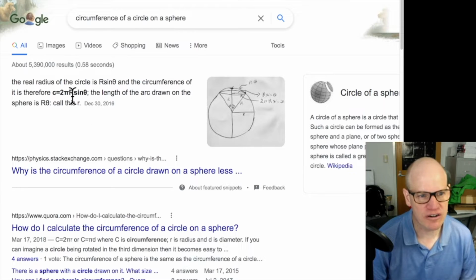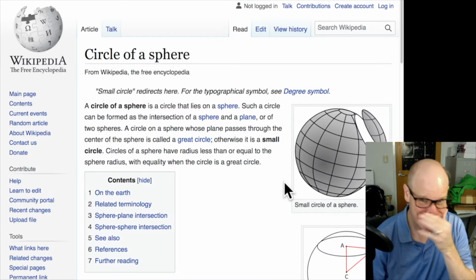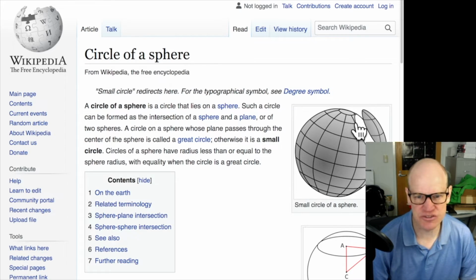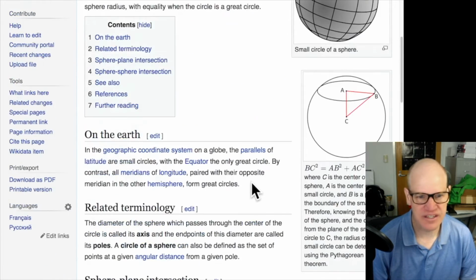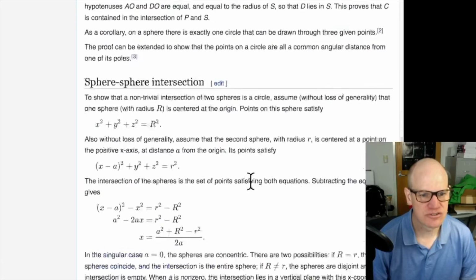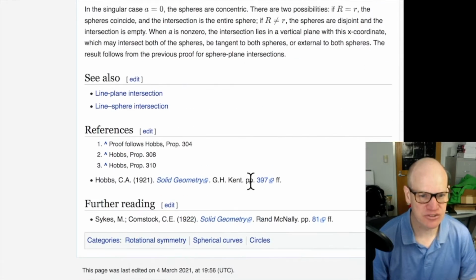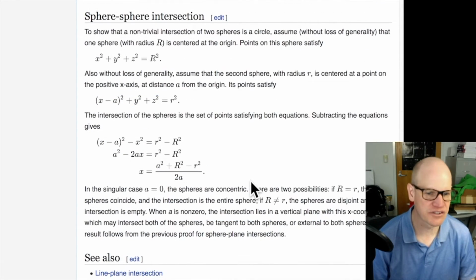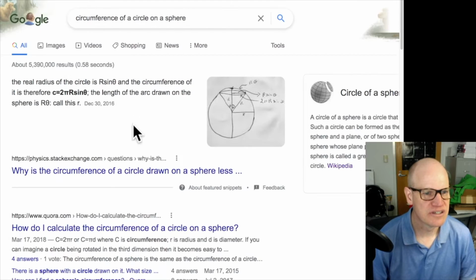So there's 2 pi r times the sine of theta, and theta is the angle from the pole to the radius. So there's a small circle on a sphere, it looks like this, and its circumference is 2 pi r sine theta. So that's another way of doing it. Anyways, there you go.